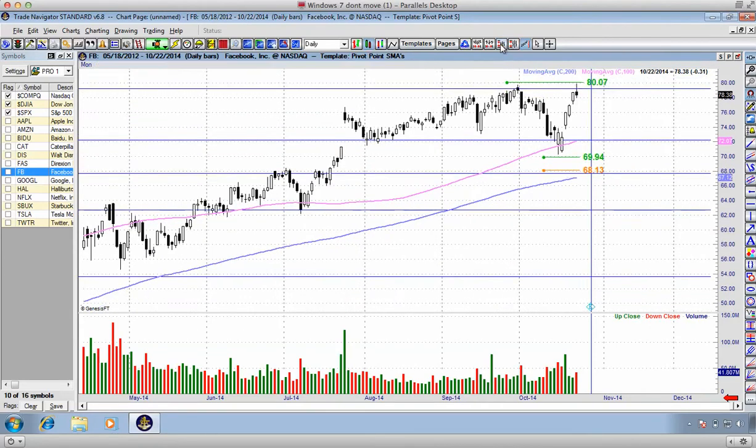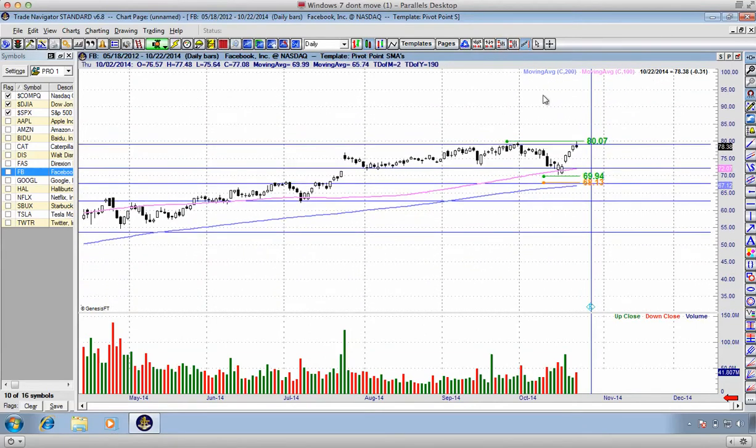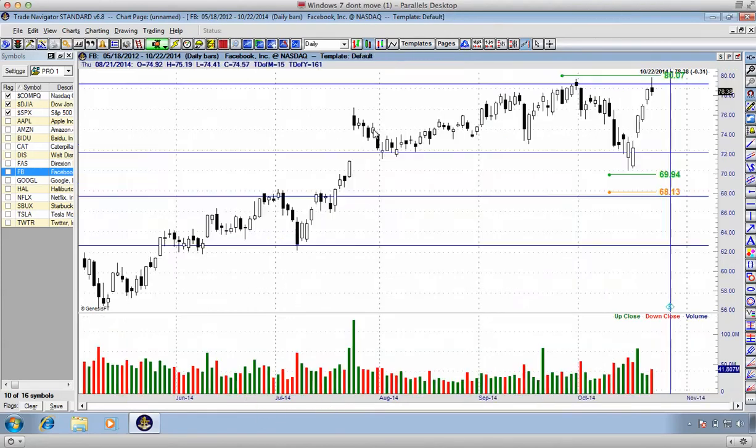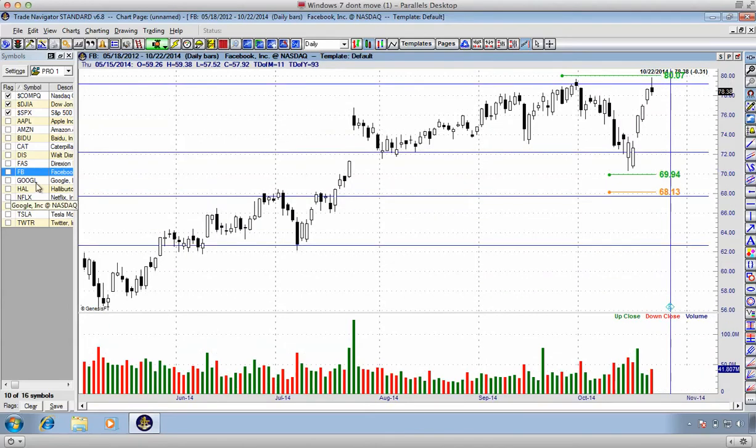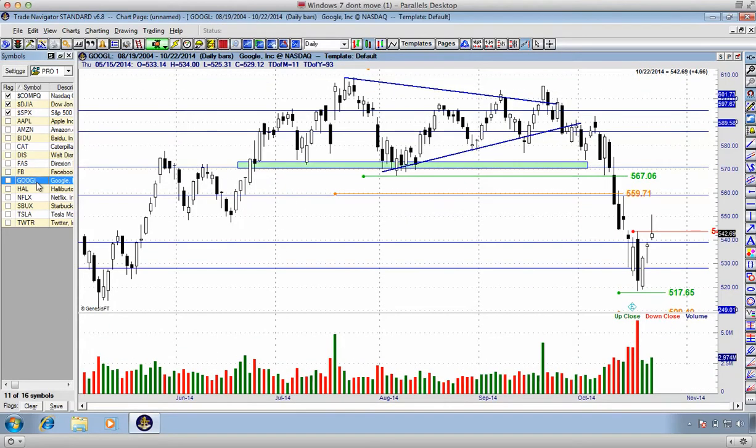If in fact Facebook gaps up, it's probably going to be an even better trade, because we'll be gapping over very long-term resistance, which has been in front of us since July 2014. Generally, when you see a gap over an all-time high, it's a very, very good signal to go long. Again, I will address that for you moving forward.